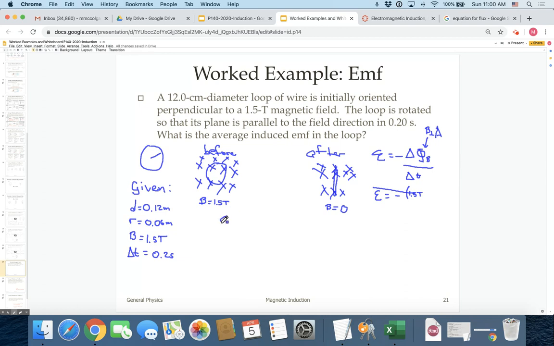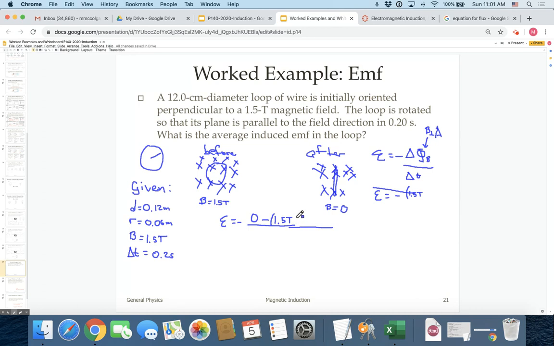So my EMF is going to equal a negative. Well, I see the formula up there, but it's going to be a negative. And then I'm going to say that this is the final flux minus the initial flux. So the final flux is 0, right? It's 0 because no flux gets through that loop, minus, and now the flux initial. So the flux initial is the B field, which is 1.5 Tesla, times the area.